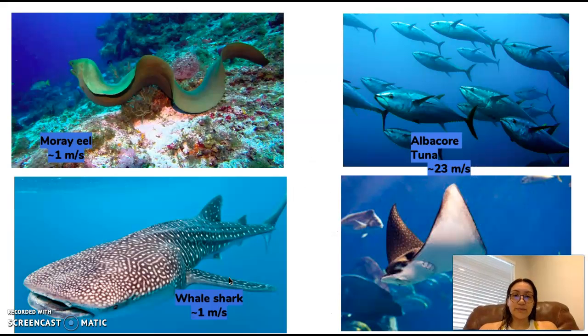So this slide has pictures of a few different fish and their max speeds. As said earlier, tunas are some of the fastest fish and can swim up to 23 meters per second. Interestingly, Monterey eels and whale sharks swim at the same speed, despite the fact that their weights and body structures differ so vastly. The manta ray also has a unique way of swimming. It's actually called mobuliform. The manta ray can swim up to 7 meters per second.